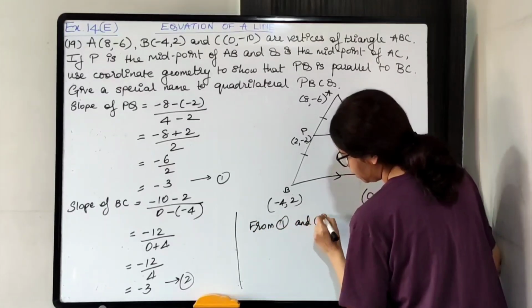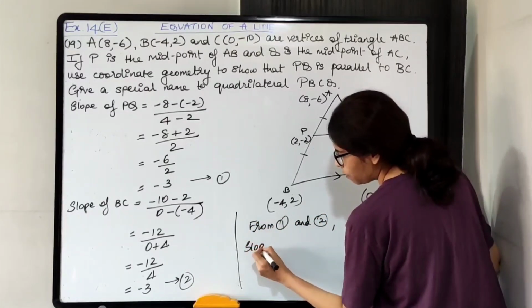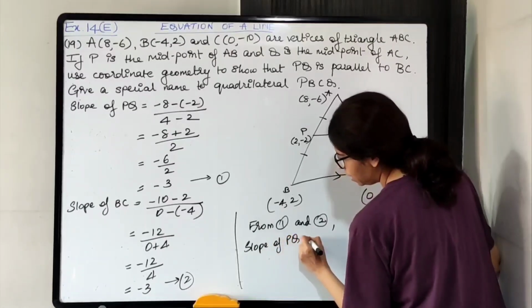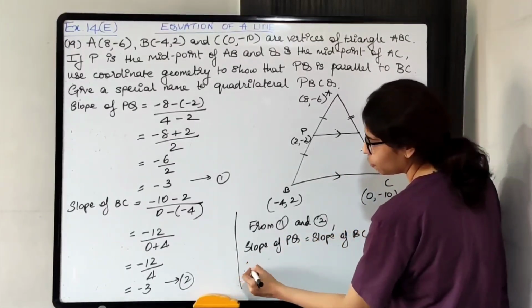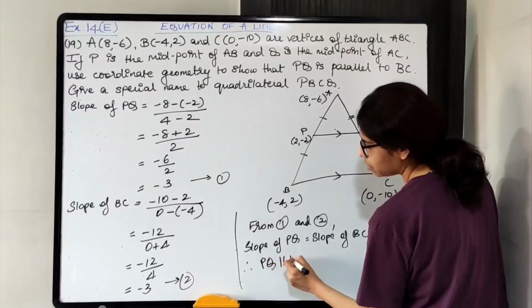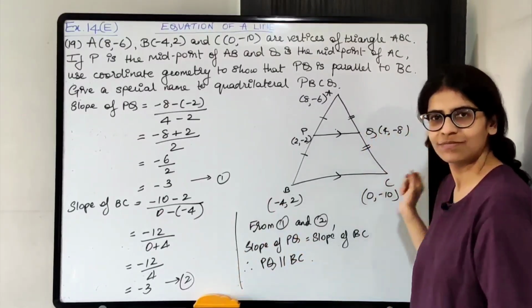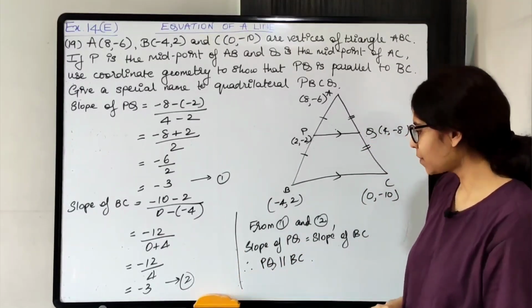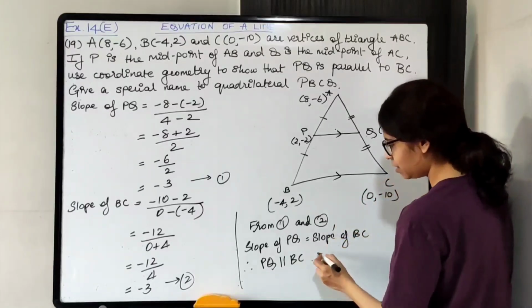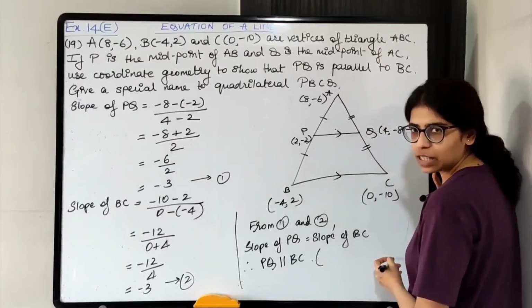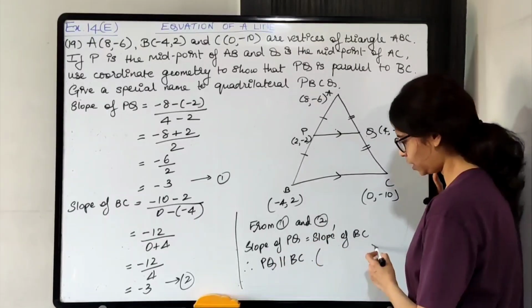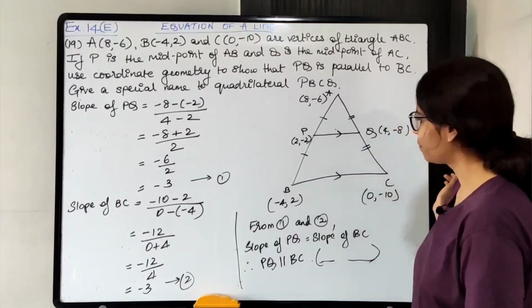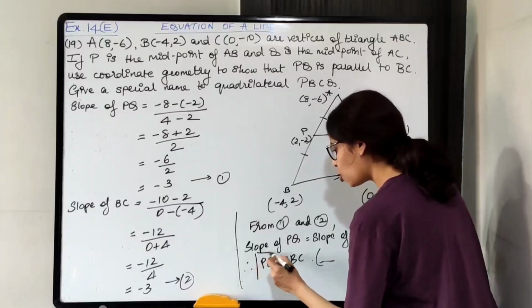we can say slope of PQ is equal to slope of BC. Therefore, PQ is parallel to BC. Okay. So over here you can just give reason. Parallel lines have equal slopes. Okay. So slopes equal है, इसका मतलब the lines are parallel. So you can put that reason over here. Okay. We proved this. Box कर दो.